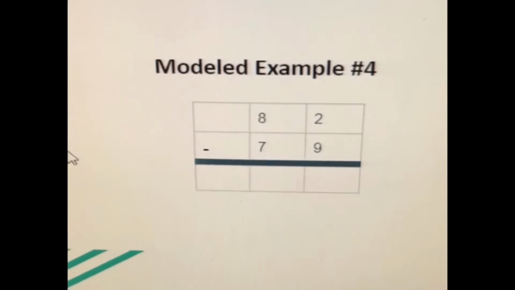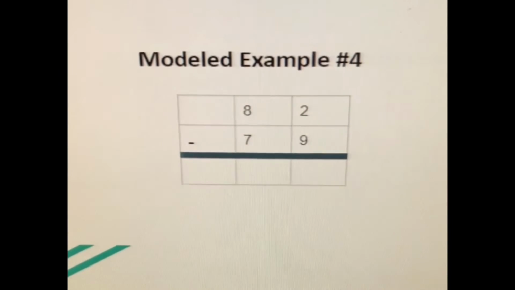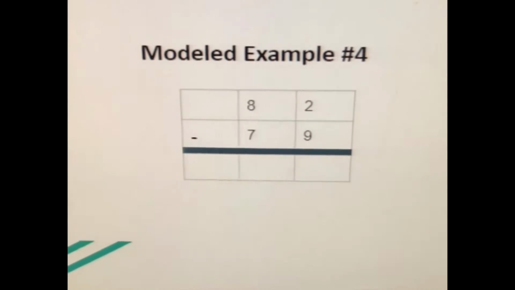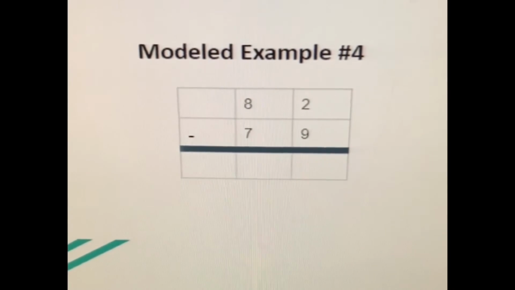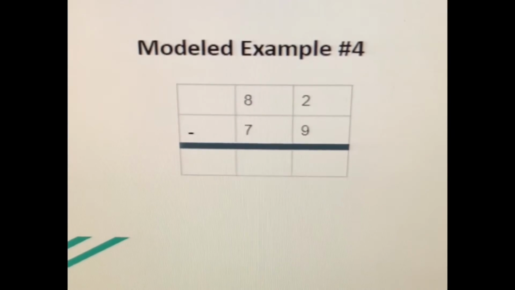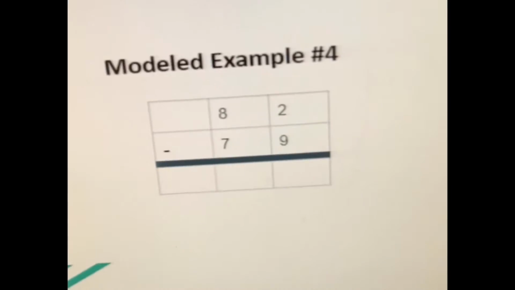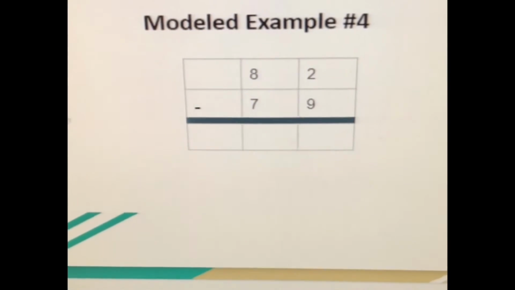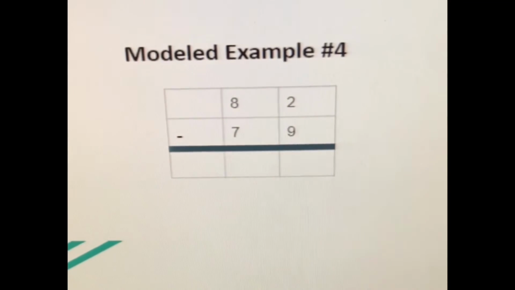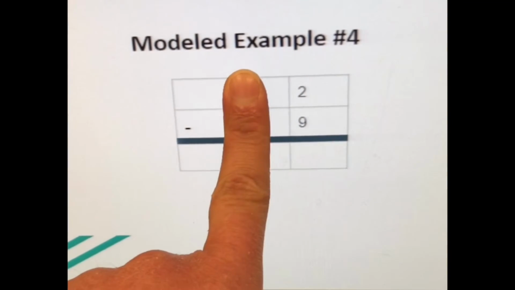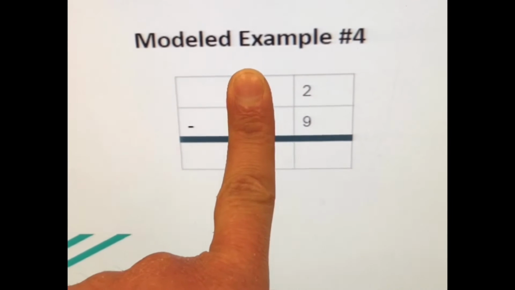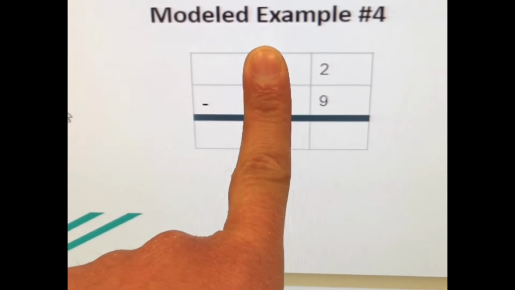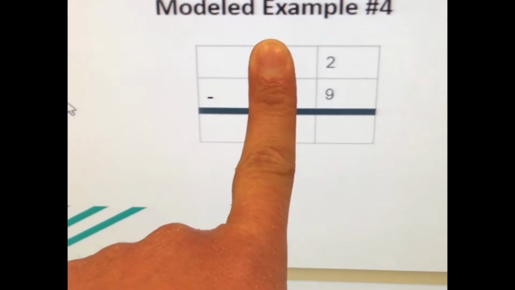Alright, we have the last of the example problems now. Modeled example number 4, 82 minus 79. So remember, before we do any subtraction, the first step is we have to see whether or not we need to regroup. So looking at the ones place, okay, the bottom number is bigger. 9 is bigger than 2. So when the bottom number is bigger, that tells us that we need to regroup. We can't start out with 2 and then take away 9.